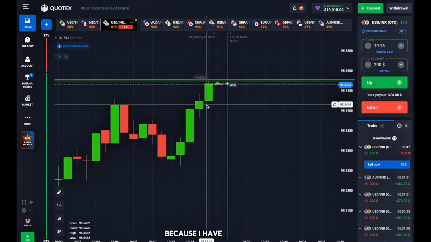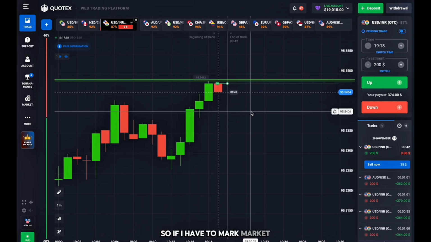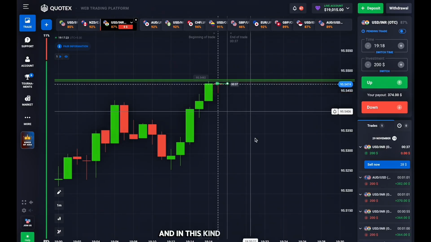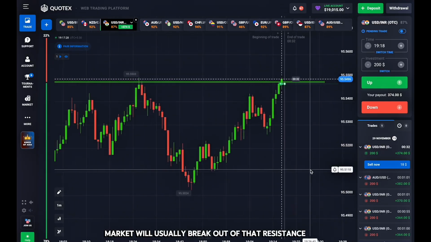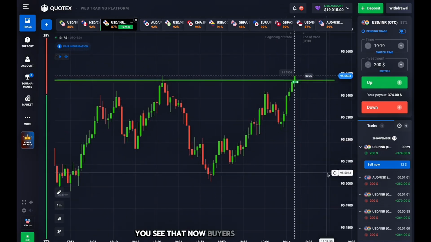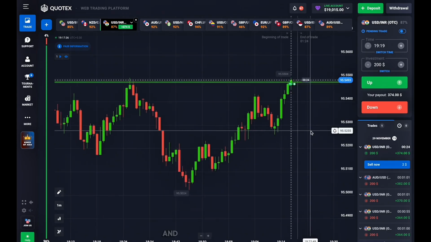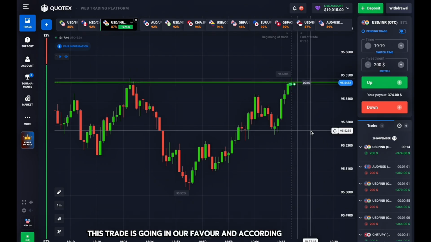Why? Because I have applied FFLL. The market's left leg has been fulfilled, plus one candle is our confirmation candle, and in this kind of situation the market will usually break out of that resistance zone. You see that? Now buyers are in control. I will mark all the levels. Let me win this trade first, and I will explain why I've taken a call entry at a resistance zone. This trade is going in our favor, and according to my analysis this should be a green candle. Why?